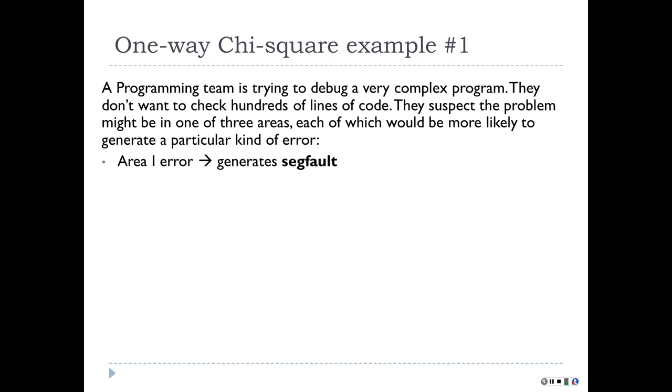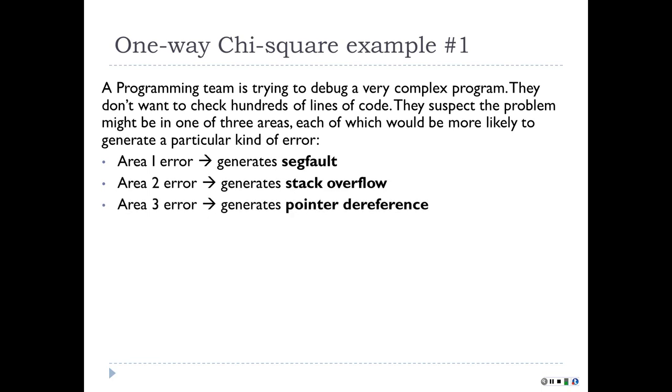So an error in area 1 of the code would generate a seg fault, an area 2 error would generate a stack overflow, probably most of the time, and an area 3 error would probably mostly generate pointer dereference errors. So if there's problems in area 1, or area 2, or area 3 of the code, they should be able to get an idea of where they are by looking at the types of errors that are generated when they try and run the data.